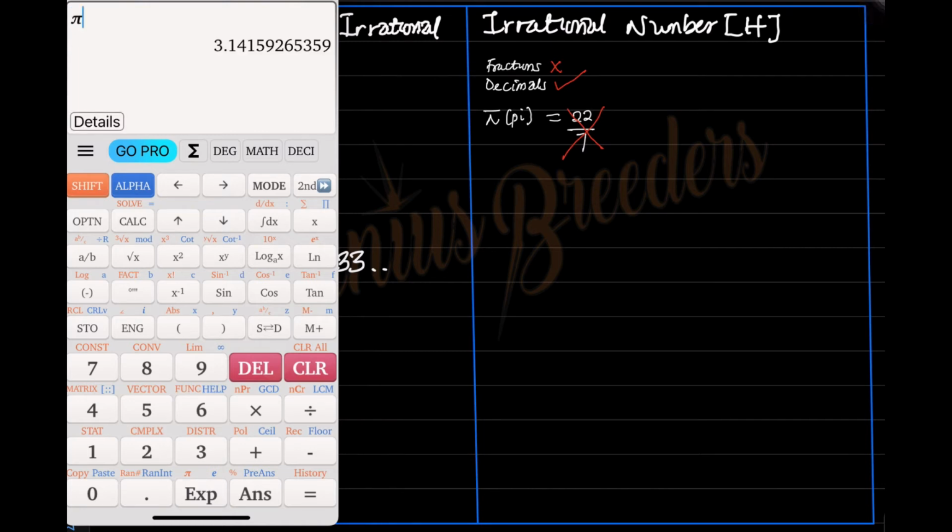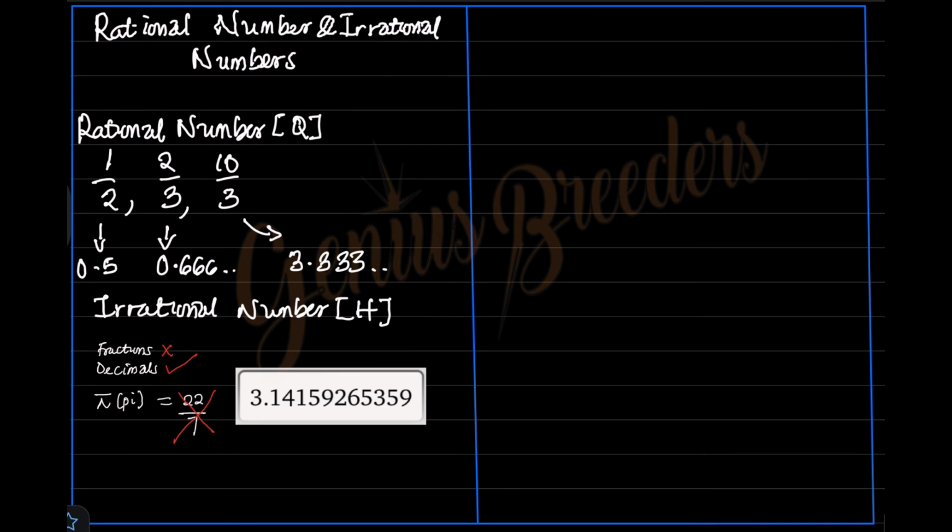So you have the pi right here, and if you look at it, we have 3.14159265359. And we go to another example of irrational numbers that are also very important.